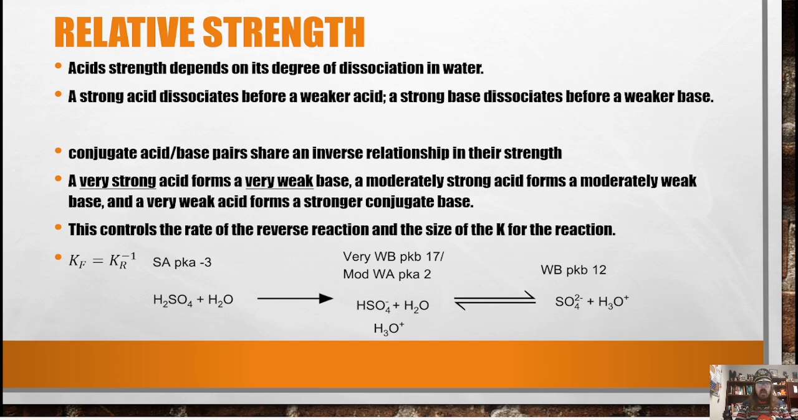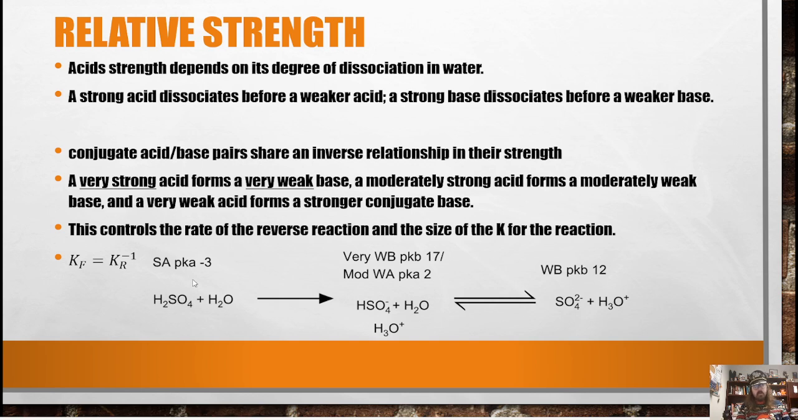So conjugate acid-base pairs will share an inverse relationship in their strength. A very strong acid will form a very weak conjugate base. A moderately strong acid will form a moderately weak conjugate base. And a very weak acid can form a very strong conjugate base. Now this will control the reversibility and the rate of reverse reactions based on the size of these Ks.